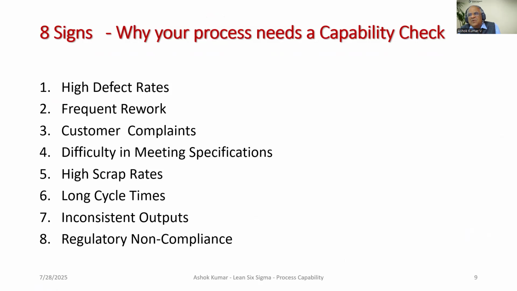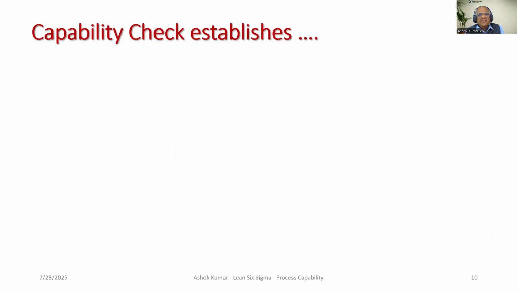Let us say, for instance, your pollution. Your automobile has to emit smoke pollution levels within a particular limit. So if your motor car emits a higher level of pollution, then it is measured and you are subject to a penalty. So these are some of the issues where you can be rest assured that you need a capability check. Now, what does the capability check establish?